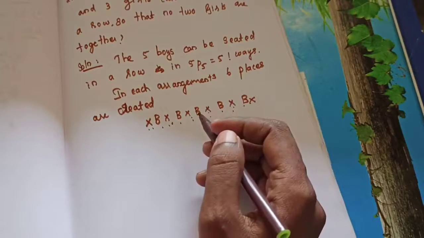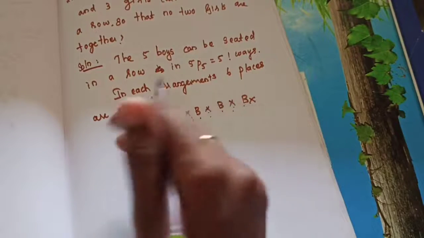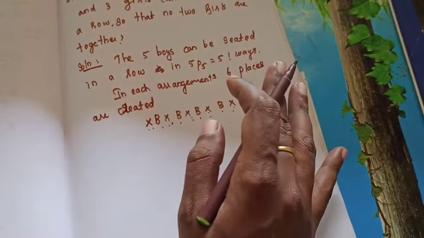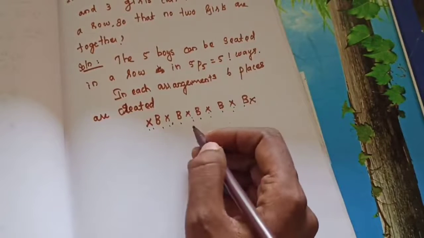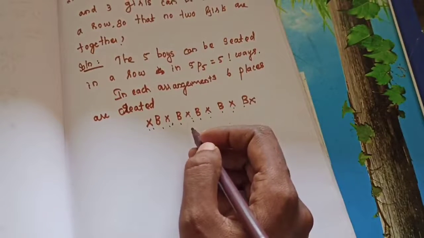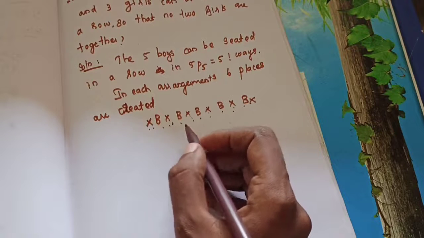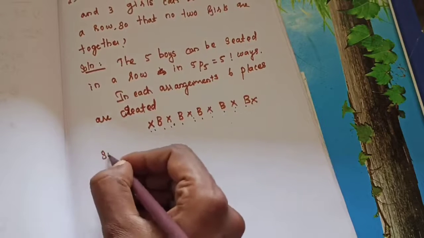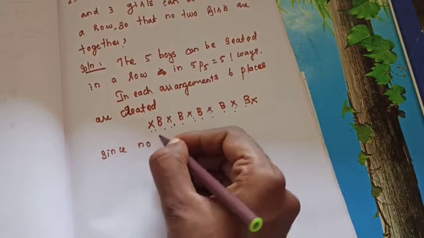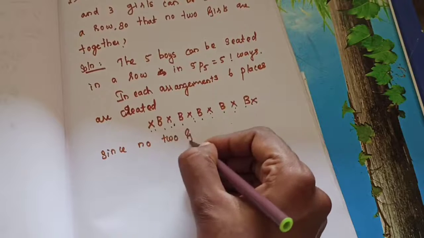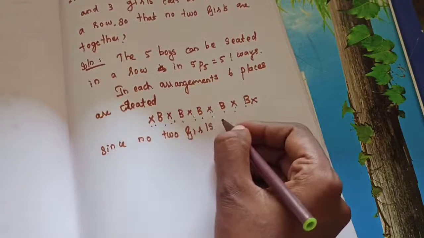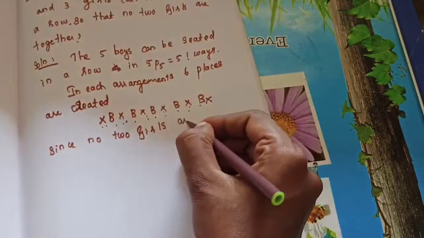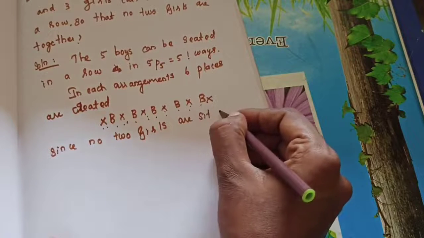Since girls won't sit together, how many places are there for girls? 6 places are there, but how many girls only are there? 3 girls only. So since no 2 girls sit together.